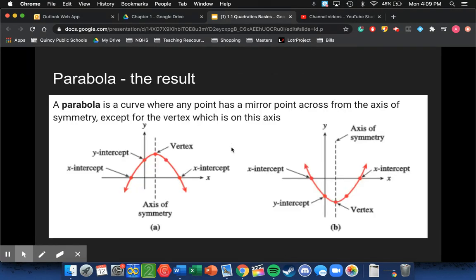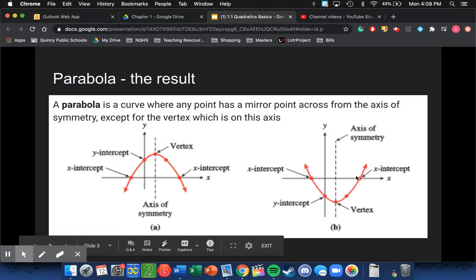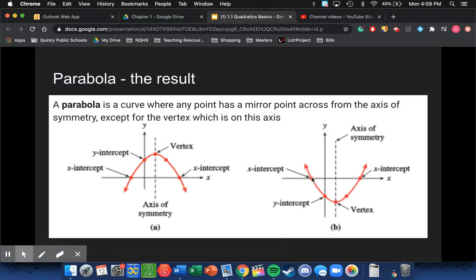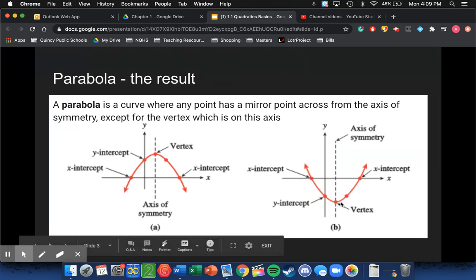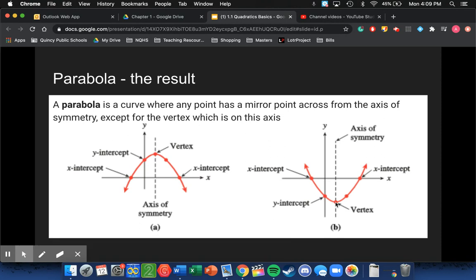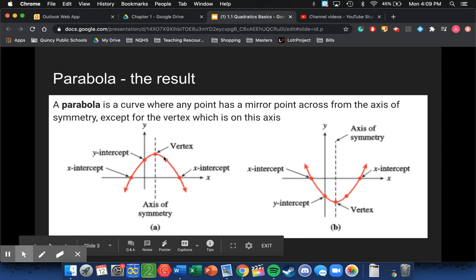Because when you square a positive or a negative, you'll get the same result. Negative 3 squared is 9, and positive 3 squared is 9. So it makes sense that you could have this point over at negative 3 and up at 9, and over at positive 3 and up at 9. All parabolas will be full of these mirrored points across the way, except for the vertex.